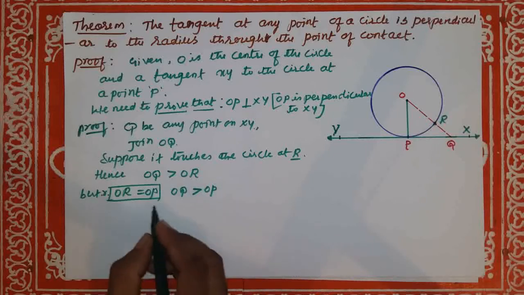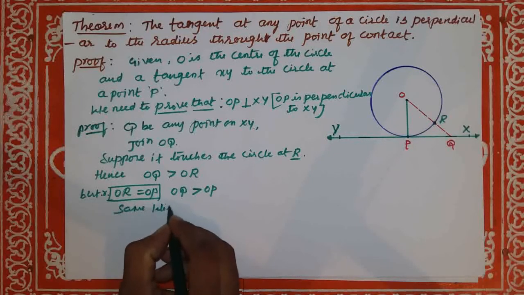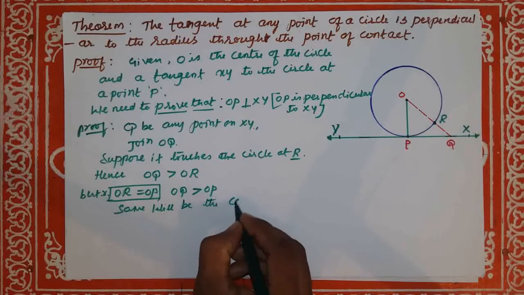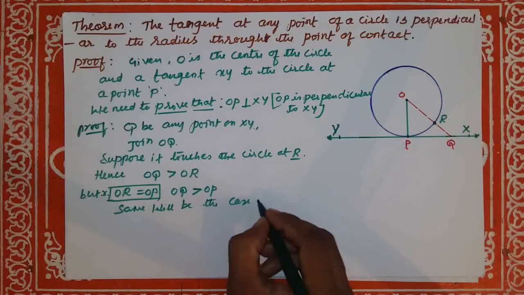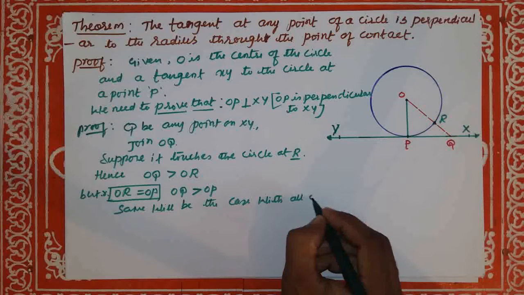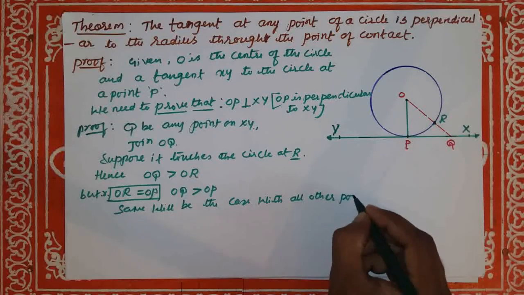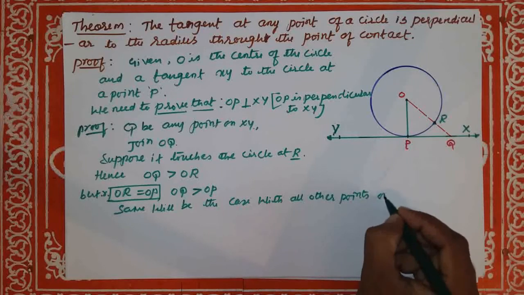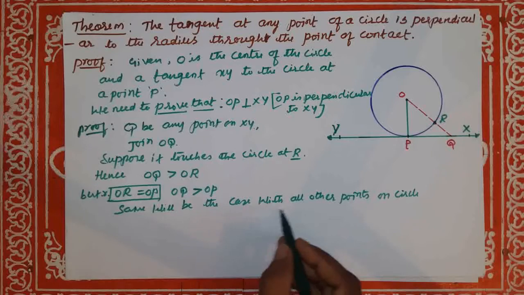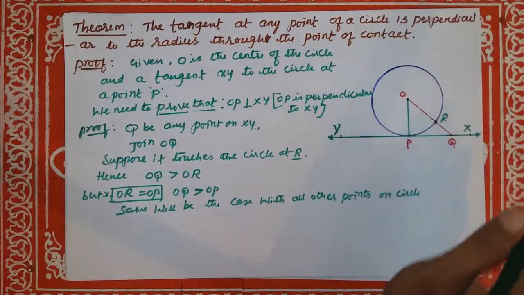Okay, next, the same will be the case with all other points on the circle. Same will be the case with all other points on a circle, however you draw, by taking it as a tangent.